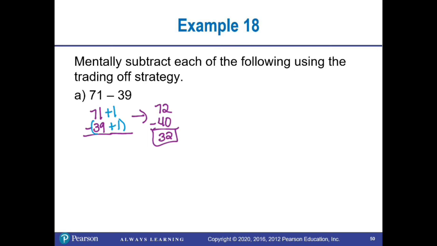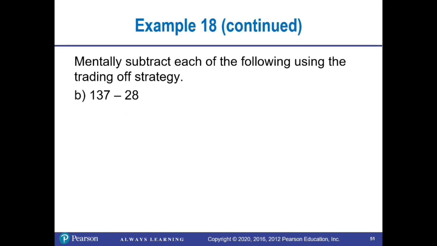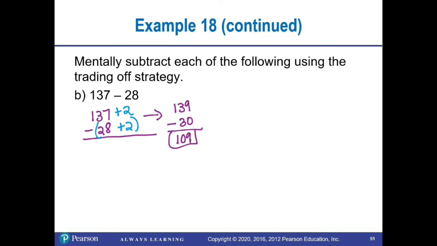Just like I mentioned with the breaking up and bridging strategy, you will have to show the step on a short question on a quiz. However, these steps would be completed mentally by children. Look at part B, 137 minus 28. I'm going to try to make 28 into a multiple of 10. And so if I add 2, that gives me 30, which is a multiple of 10. If I add 2 to the second number, I need to add 2 to the first number. Again, notice those parentheses, so I haven't really changed my problem. 137 plus 2 is 139. 28 plus 2 is 30. And when I subtract, I get 109.